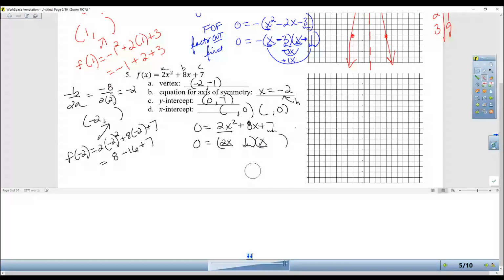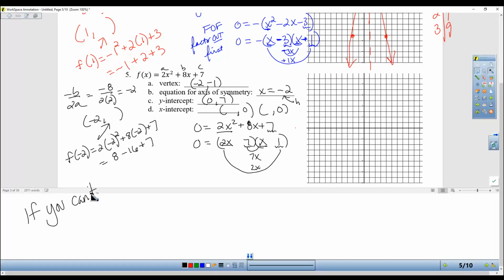Or if it's not 1 and 7, it must be 7 and 1, which gives me 7x and 2x. Uh-oh. That doesn't make 8 in any way, shape, or form. It makes 9 or 5. So what do we do if we can't factor?